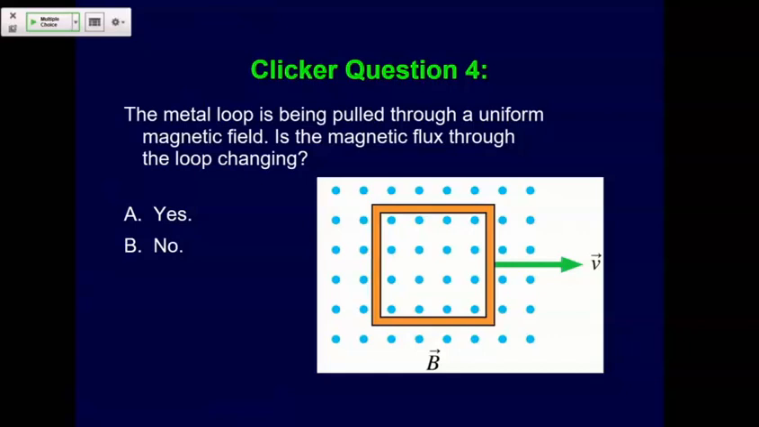Okay, and so now what we're going to talk about is this idea that the magnetic flux can change. Let's look at some cases here. The magnetic flux is the number of magnetic field lines that are going through some surface. So in this case, is the magnetic flux through this square changing as I move it along with that velocity there? What do you guys think? Is the magnetic flux through that changing?